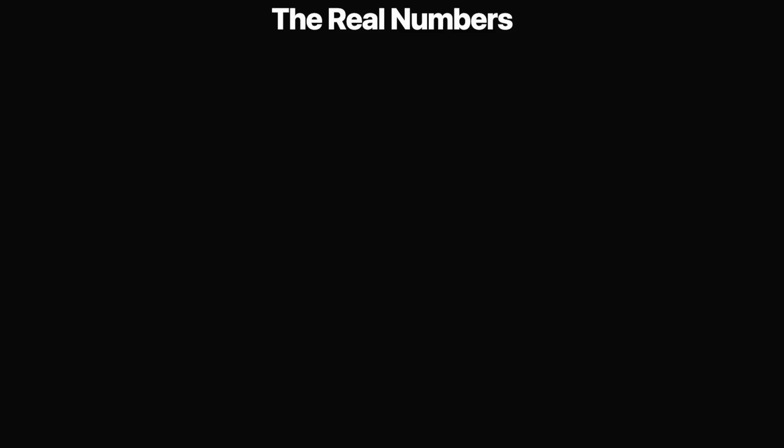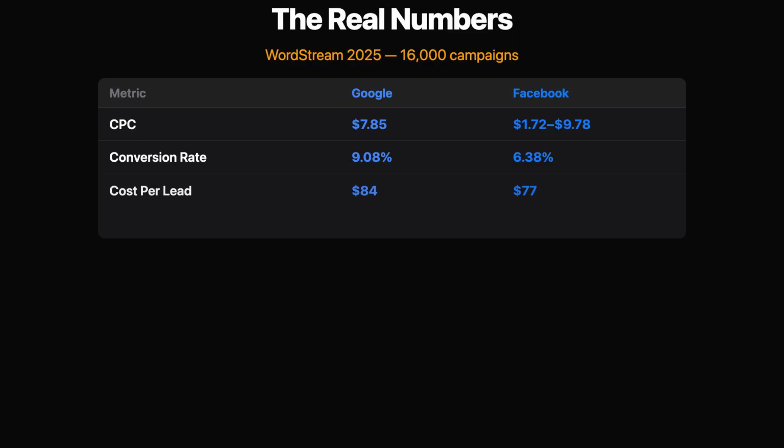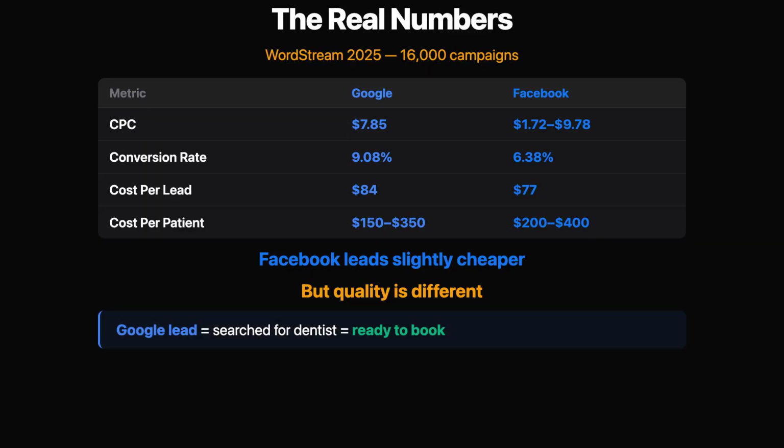Let's talk actual numbers. These are from WordStream's 2025 benchmarks across 16,000 campaigns. The average cost per click on Google for a dental keyword is $7.85. On Facebook, it depends. If you're running a lead generation campaign, it's actually $9.78. But if you're running a traffic or awareness campaign, it's closer to $1.72. Here's where it gets interesting. Google's conversion rate for dental is 9%. Facebook is about 6.4%. But the cost per lead ends up almost the same. $84 on Google, $77 on Facebook. So Facebook leads are slightly cheaper.